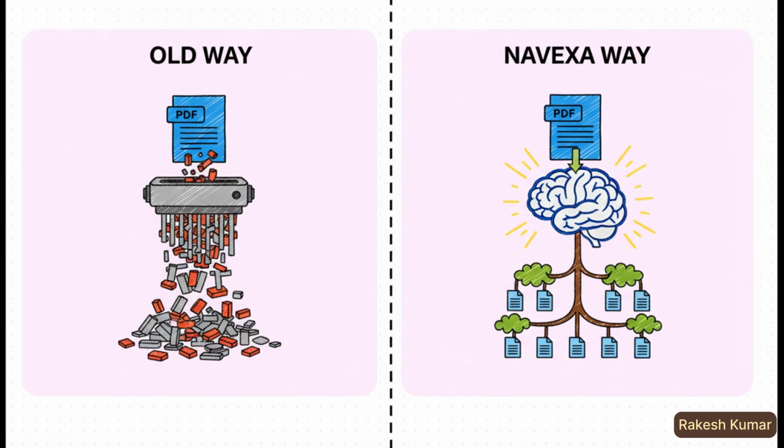And this slide just nails the core problem. On the left, that's the old way. Most tools just smash a PDF into this flat wall of text. All that valuable structure, it's gone. Poof. But on the right, that's the Navexa way. It actually preserves the document's logic by turning it into a hierarchical tree. You can think of it as giving the AI a proper map or maybe an interactive table of contents instead of just that messy pile of pages.